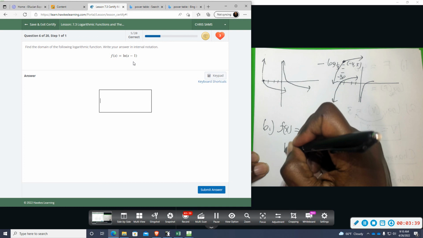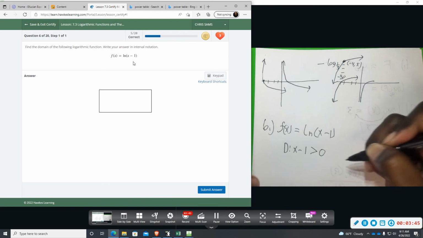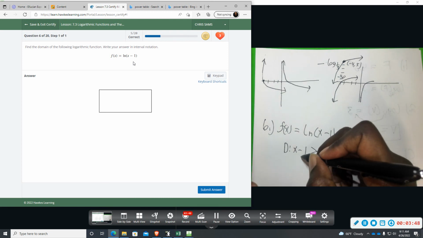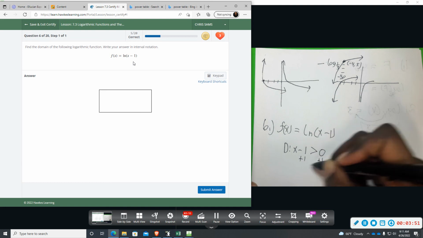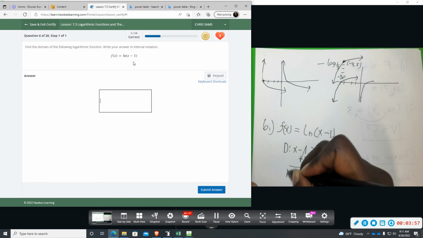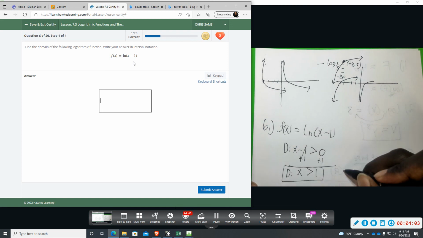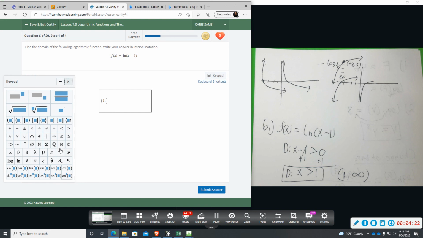So for your domain, you take the x minus 1 and say it has to be positive, has to be greater than 0. Solve for x, so you would add 1 because it's -1. That will cancel, and that will give you x is greater than 1. So your domain is x has to be greater than 1. They want it in interval form, so you will say 1, comma, to positive infinity. So any number between 1 and infinity that you plug in will come out positive. So I'm going to put parentheses 1, comma, and then get my keypad and do infinity.